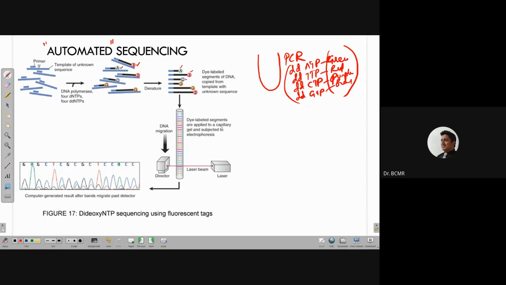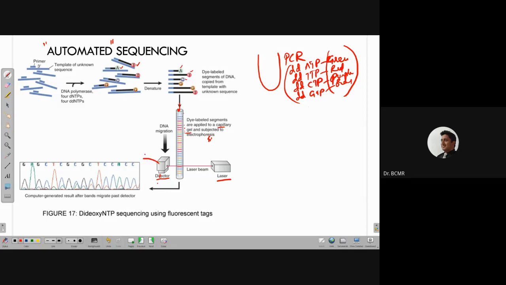go through a fine capillary of capillary gel electrophoresis. It's a fine capillary, and the sample is loaded, and it will travel through this based on the size. And here we will have a laser beam. The laser beam will excite the fluorophore, which would emit the fluorescence, and that is detected by a detector. And that detector, if it is green color, it would say it as A. If it is red, it is T, and so on.